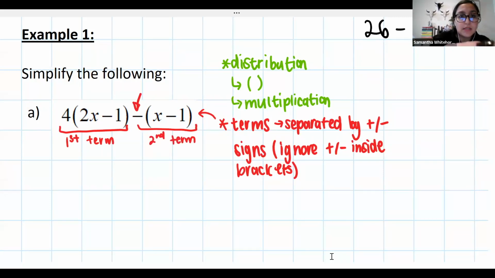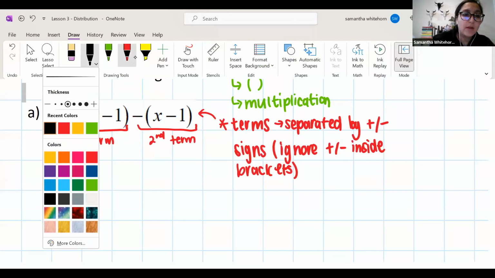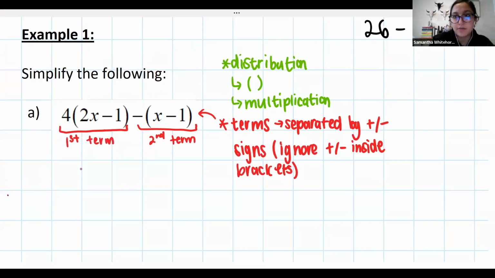Now, very importantly, especially in terms of the second term, what we need to remember is that whenever there is a sign in front of the bracket, so here we've just got a minus sign in front of the bracket, we actually have that invisible coefficient of 1. We just don't write it in. That's going to be very important when we start to distribute.